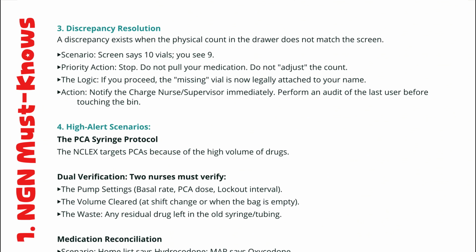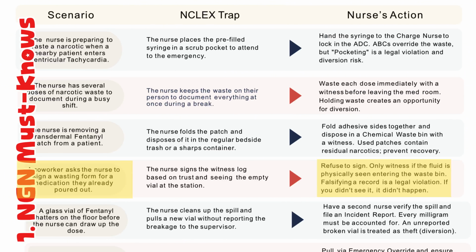One sharp trap worth knowing: never sign a witness log based on trust alone. You can only witness a waste if you physically saw the fluid enter the bin. If you didn't see it, it didn't happen. And signing anyway is falsifying a legal record.